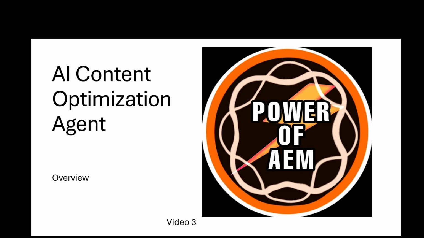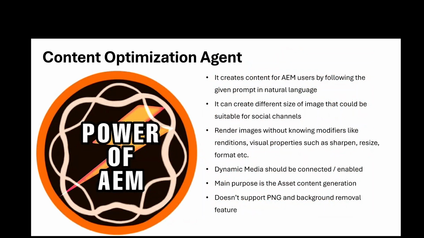This is our third video on AI agents, and in this video we are going to explore the AI content optimization agent. As its name suggests, it helps us optimize different content, and we can explore in this video how we can utilize it. This agent is useful for marketing teams, authors, and external vendors who want to consume the assets and show them on different delivery channels based on their various needs, and can play around with the available assets.